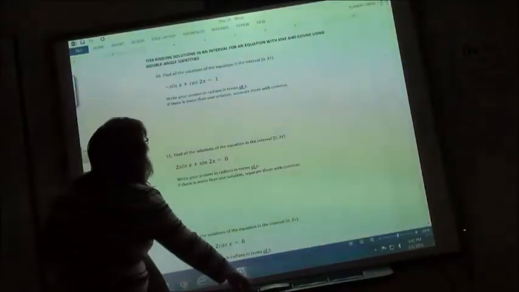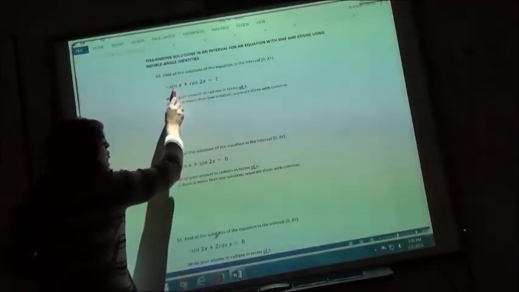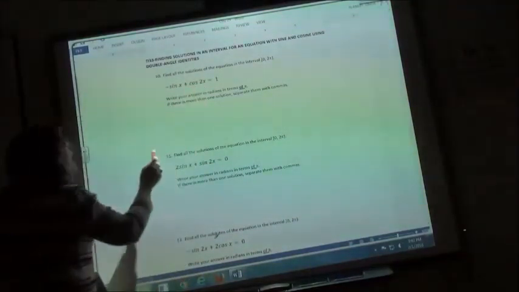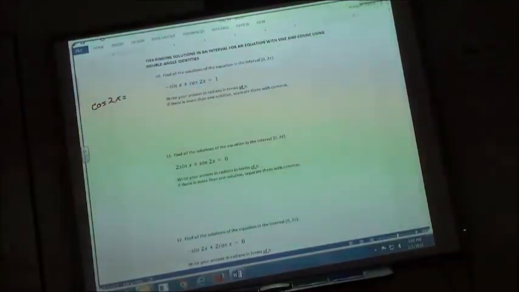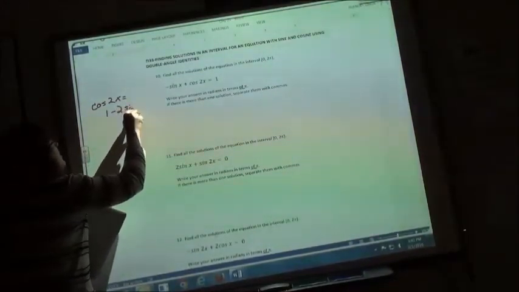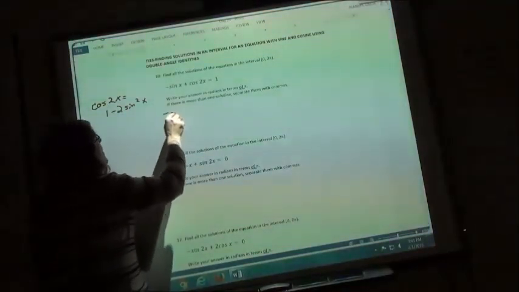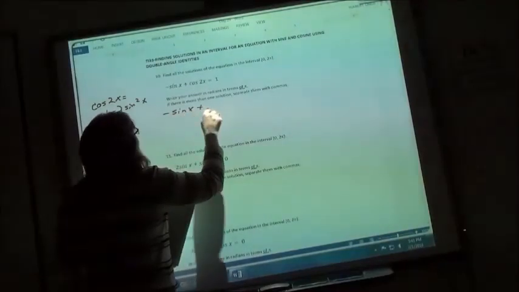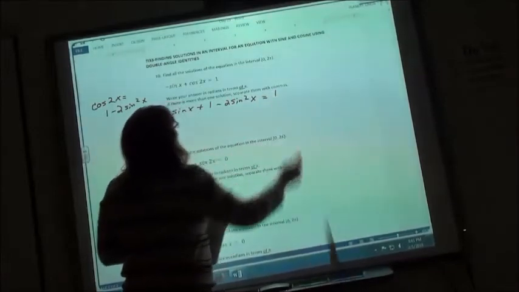So this one starts off with the cosine of 2x. Because this is in terms of sine, I want to use the double angle one for cosine of 2x that just has the sine in it. That way I don't have more than one in there. So I have 1 minus 2 sine squared of x for one of my double angles for cosine of 2x. So that's the one I'm going to use to substitute in for my cosine of 2x. So I'm going to have negative sine of x plus 1 minus 2 sine squared of x equals 1.